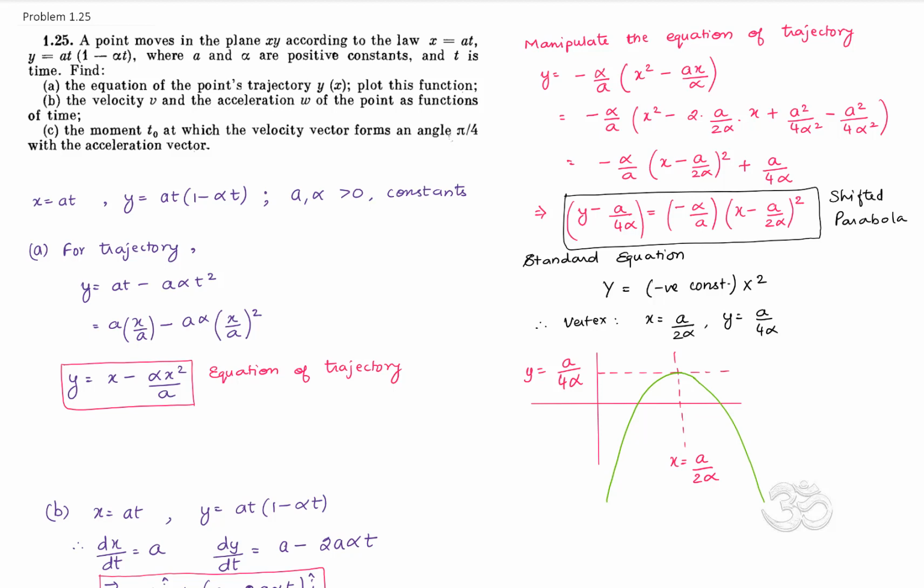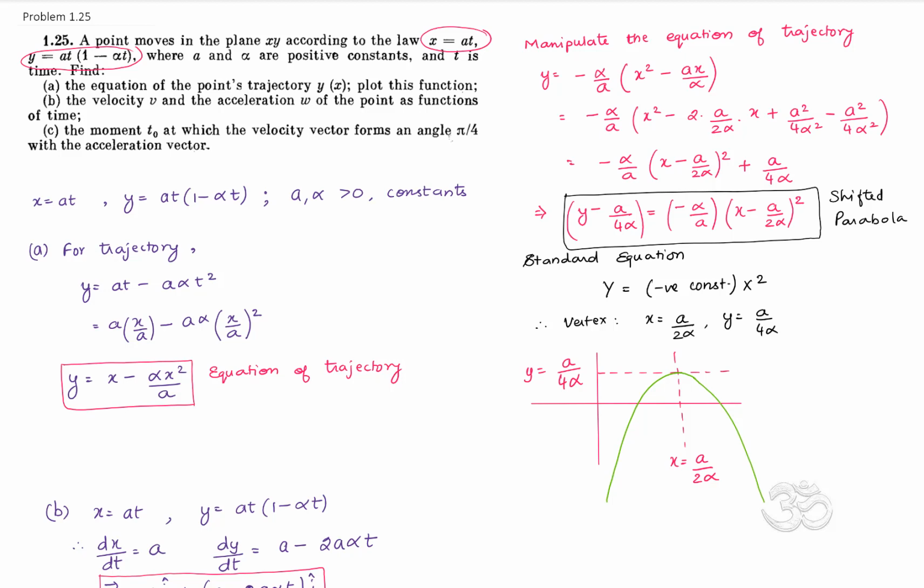The problem statement is given here. There is a particle that moves in the xy plane such that its x and y coordinates vary with time in a certain given fashion. The equations have been given here: x is equal to at, y is equal to at into 1 minus alpha t, where it is given that a and alpha are both more than 0.